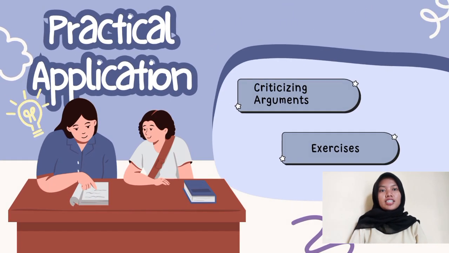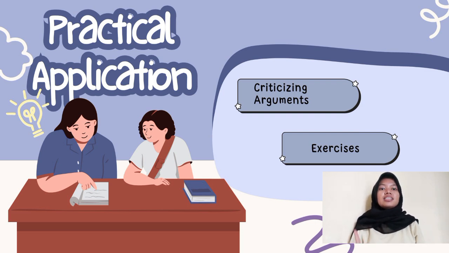So, the next is practical application. After understanding the basics of argumentation, the next step is to practice it in daily life. We can connect this through two main activities. The first one is criticizing arguments. When we hear someone's argument, we need to analyze if it is supported by strong evidence and logical reasoning. For example, if someone says people who don't eat breakfast are not productive, we can ask, what's the evidence? Is there research to support this? Criticizing doesn't mean attacking. It means finding weaknesses or logical mistakes in the argument to make the discussion more objective.